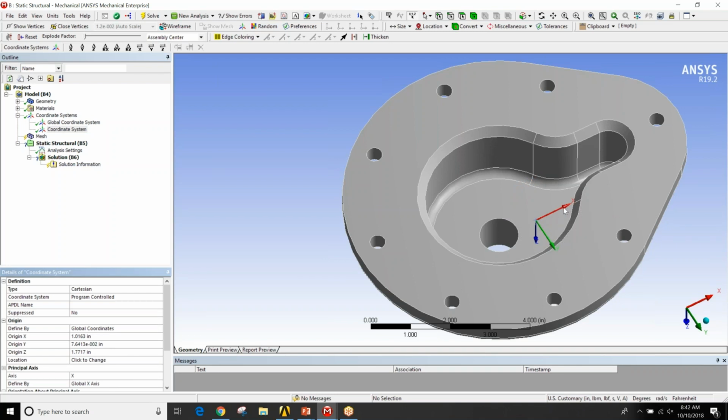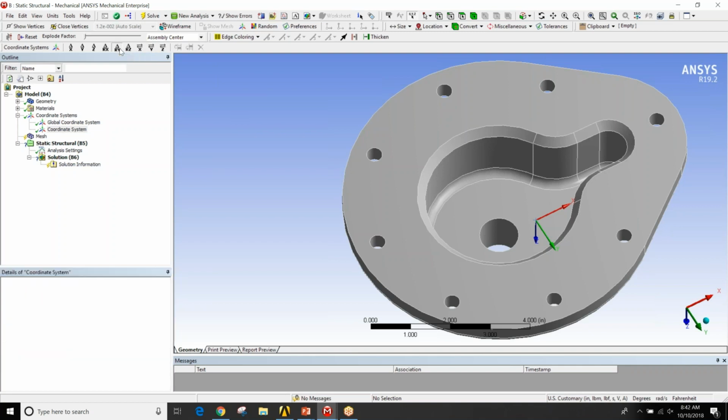But in this local coordinate system, the x-axis is not going into the material. So how can I change that? That's very simple. I need to rotate this around the y-axis. So what do I do? I go up here.